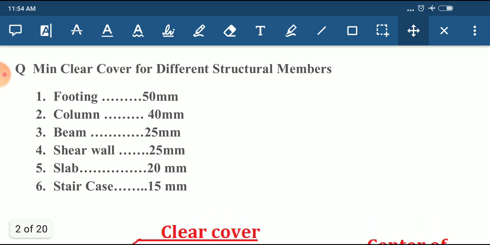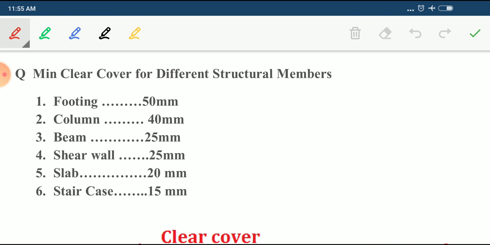What is the minimum cover that should be provided for the structural members? Okay, what do you mean by structural member? Structural members are those members which will take the loads from the structure and finally transfer them to the footing, and footing to soil. Okay, what are the structural members here? Say footing. What is the minimum cover that should be provided for the footing?